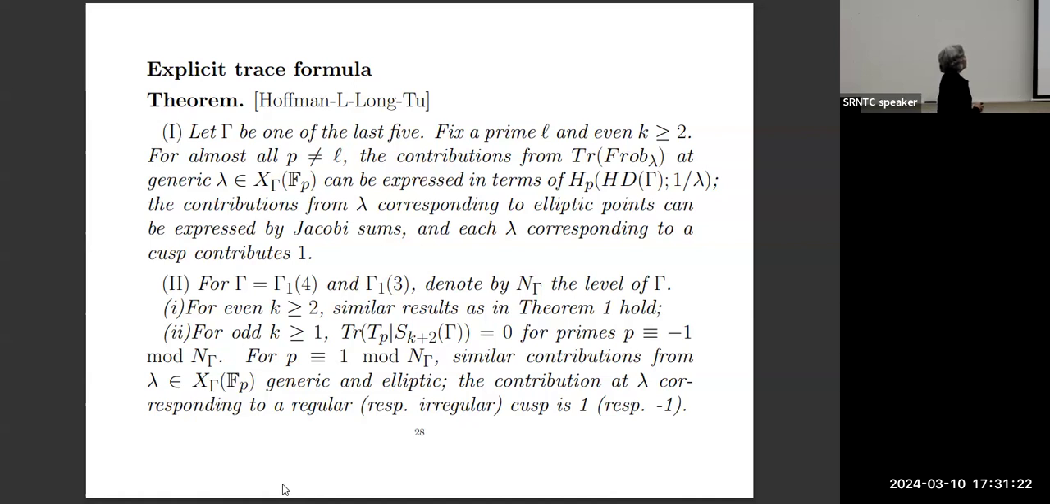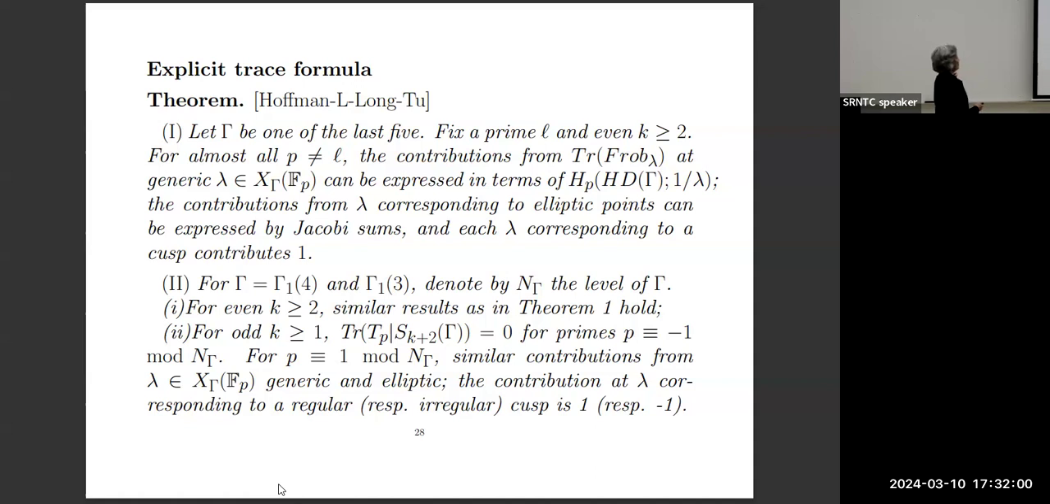Let me first start with the last 5, which means the group contains the minus identity. So that means we only look at the modular forms with even weight. In this case, the Frobenius trace at the point lambda, which are generic, that means in our parameter lambda is not equal to 0, 1, infinity, can be expressed using the hypergeometric function H_p at 1 over lambda.